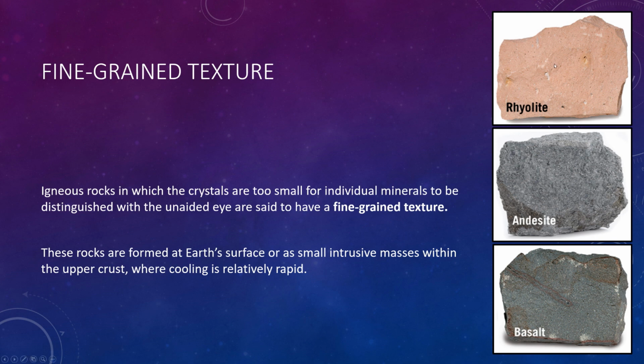So here we have three examples: rhyolite, andesite, and basalt. All of these have different compositions, so you can see the lighter and the darker compositions, but you can tell that they all have a very fine-grained texture. You can't see individual minerals inside of them. They're fairly smooth in that sense. So their crystal sizes are very small, indicating that they cooled very rapidly.